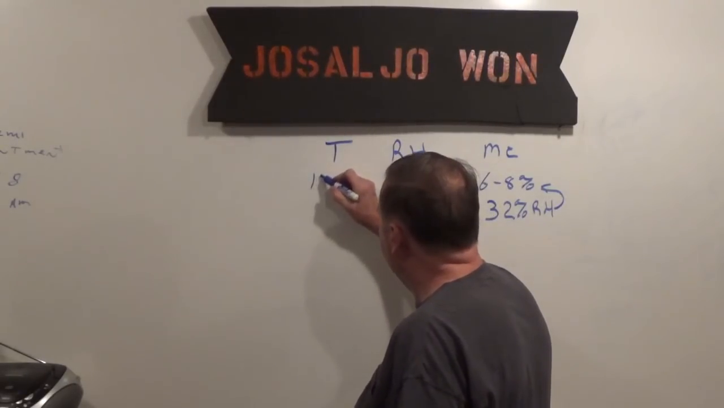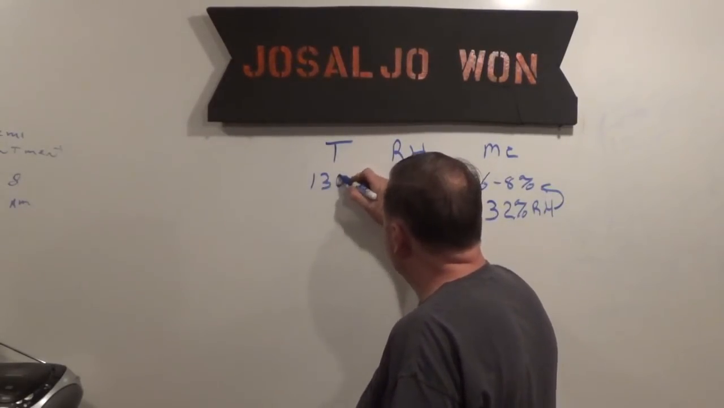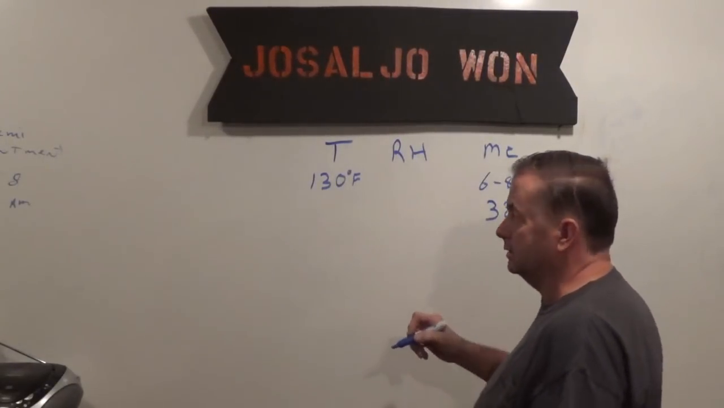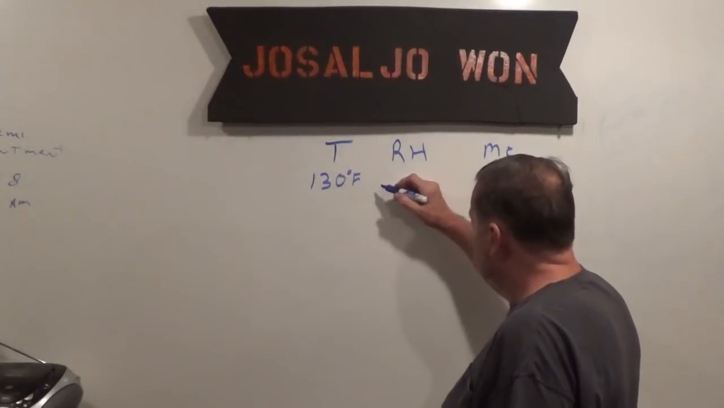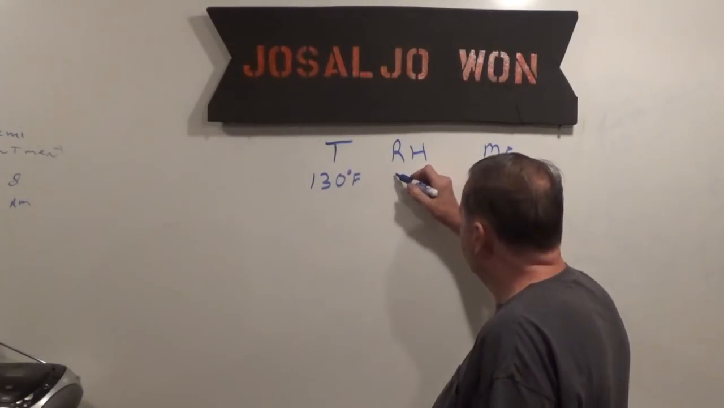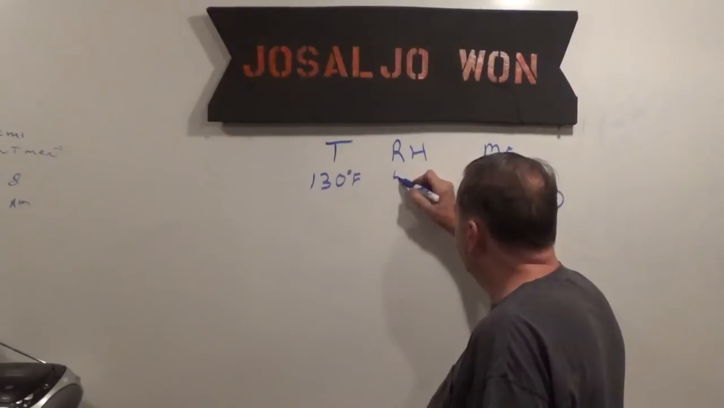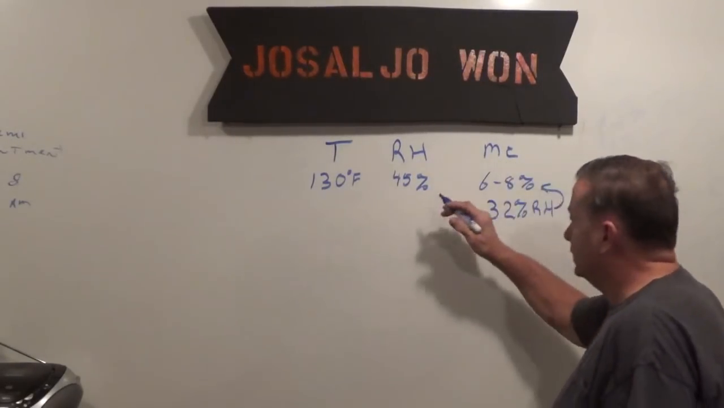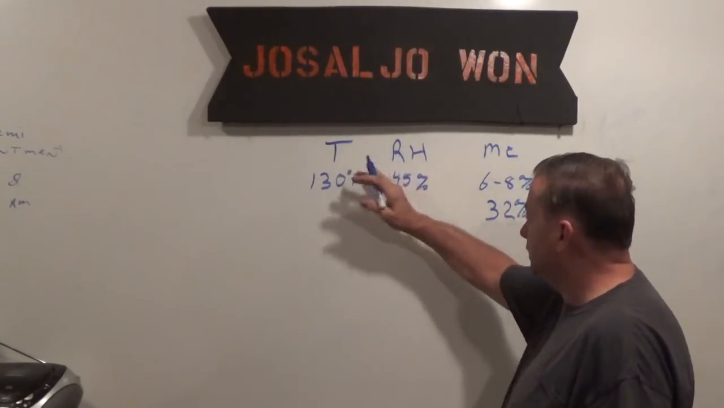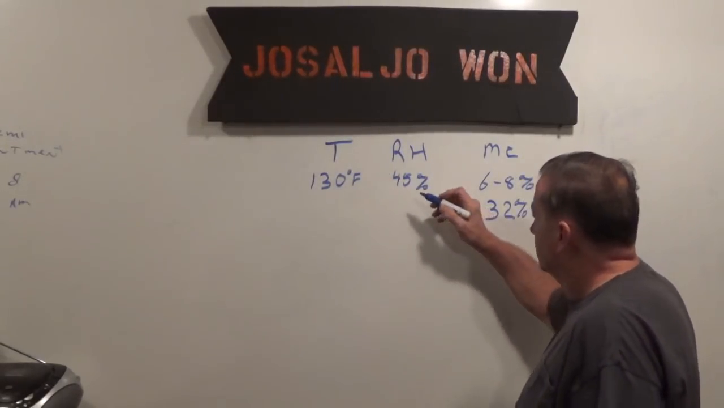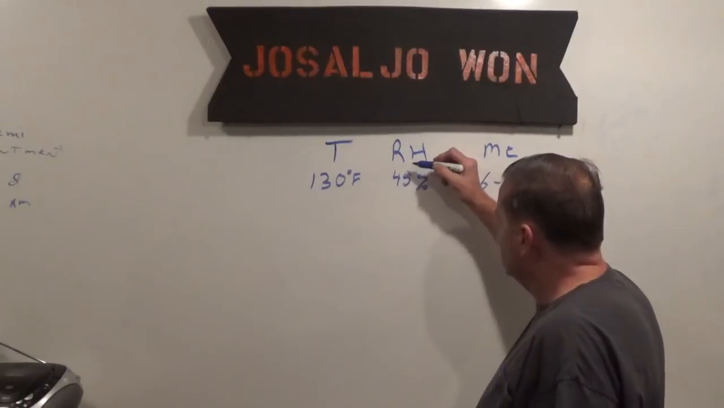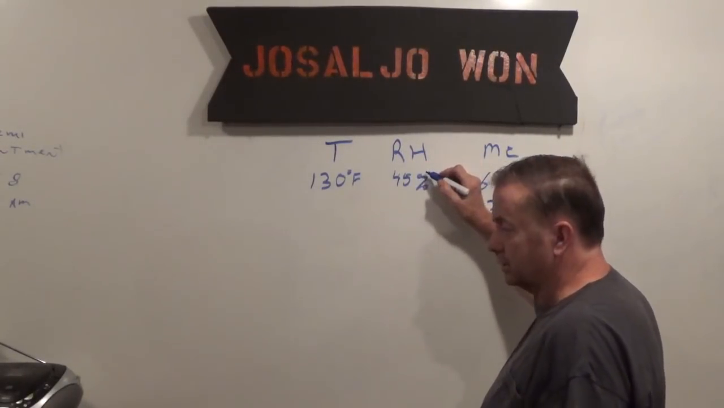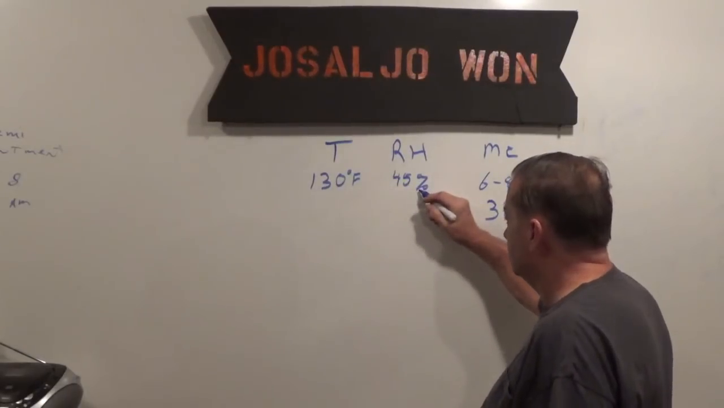Today, my kiln was 130 degrees, and this is Fahrenheit, okay, inside the kiln. And when I looked in there, the relative humidity was around 45%. Now, what you need to recognize between these two things is this. Relative humidity means that there's so much moisture in the air at a given temperature, okay?